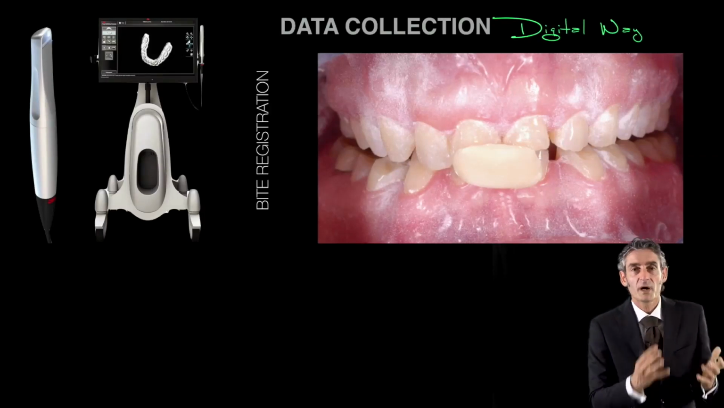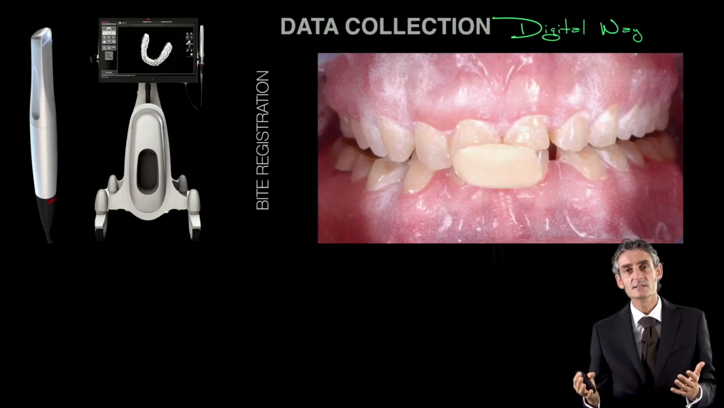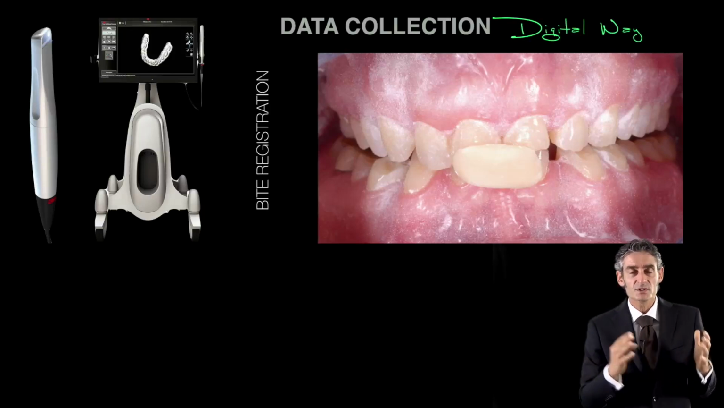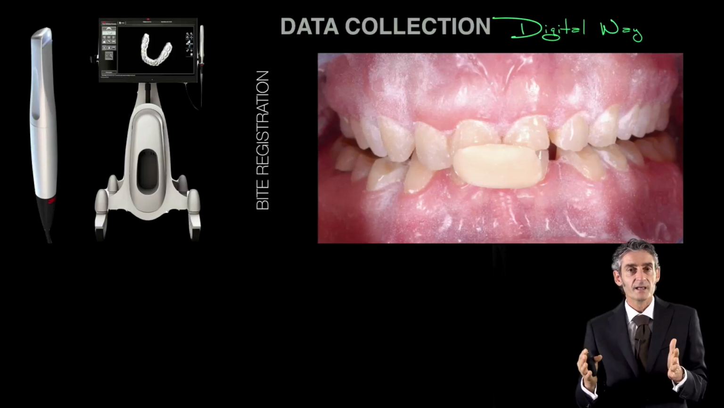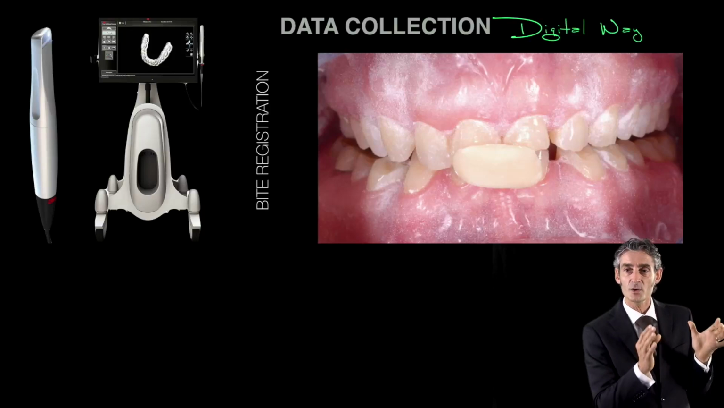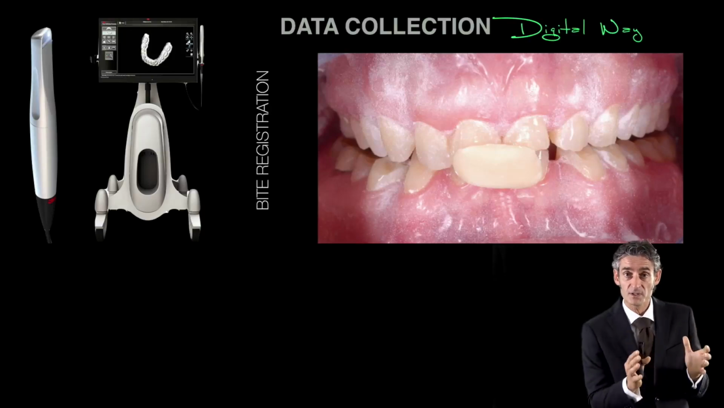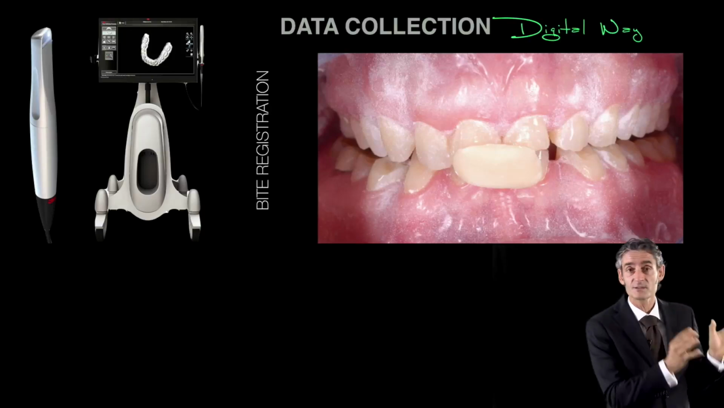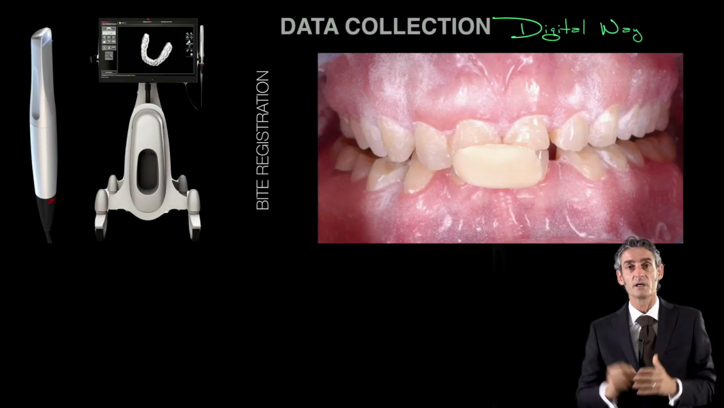And what about digital? Are there any differences? Okay, as soon as we start to analyze the digital path, and we have to take a bite registration, the concepts are exactly the same. We have to bring the patient in CR position. So the patient must be in CR position exactly as before. It changes only the way in which we take the bite registration.